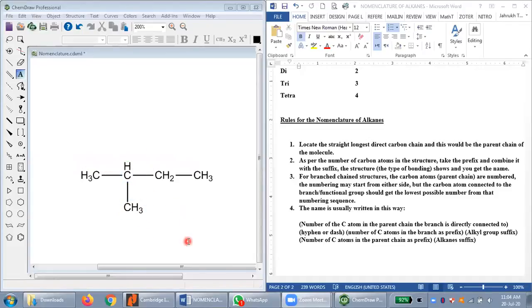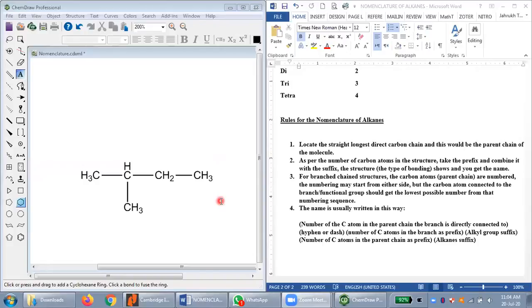So actually, we can number it in 4 different ways. 1, 2, 3, 4, or 1, 2, 3, 4. This was left and right. Now, let's do it like this. Third way, 1, 2, 3, and bottom one, 4. And there is a fourth way. You can start all the way from the bottom carbon. 1, 2, 3, 4. Do you get the point?